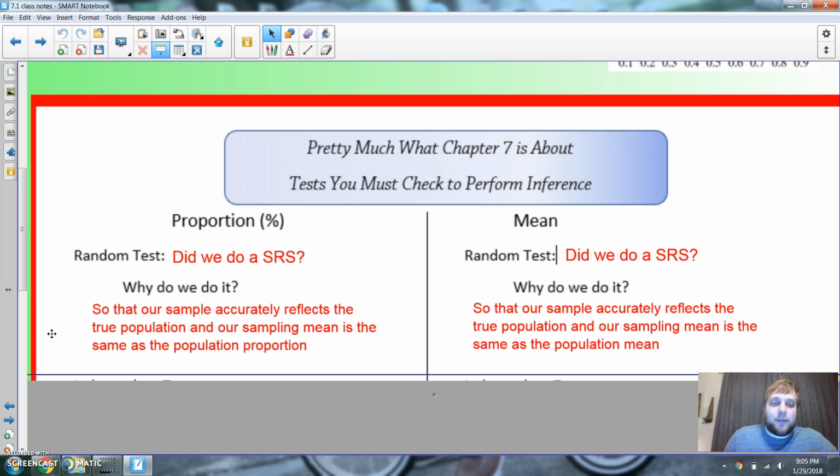We last left off, I believe, talking about why we should do things randomly, and that is to hit the target. Sometimes we might be a little side to side, but our center overall will be the actual mean. Remember that. So it doesn't matter if you're doing stuff with percents or with means, you want to make sure you gather a simple random sample.